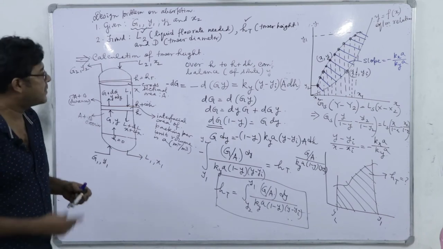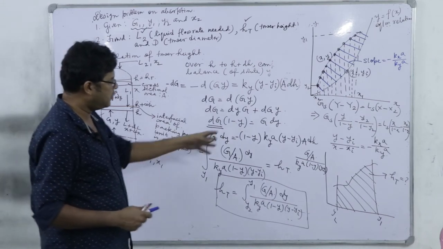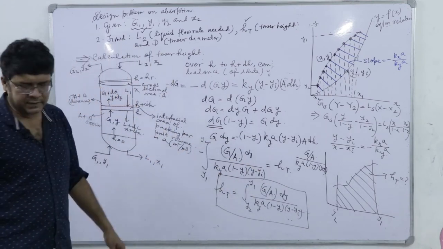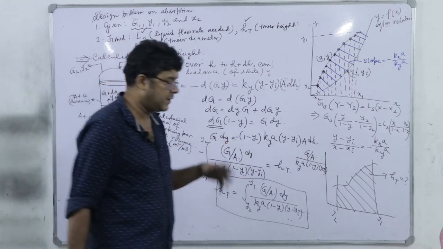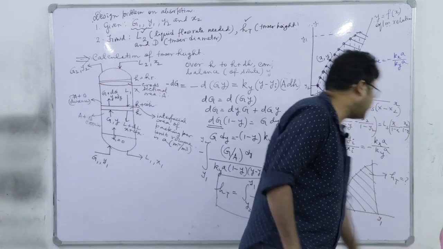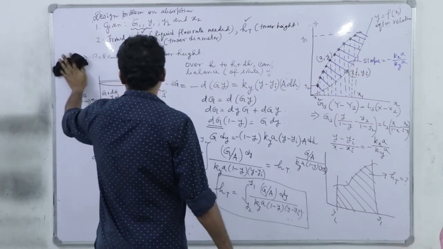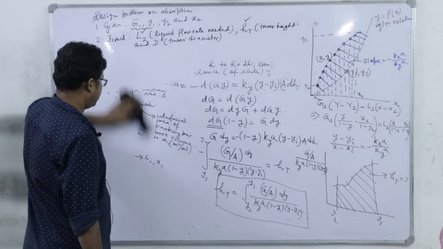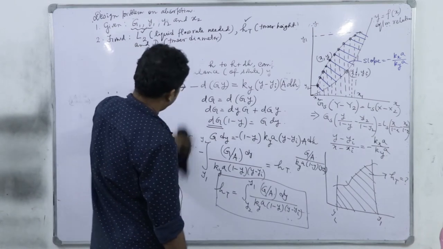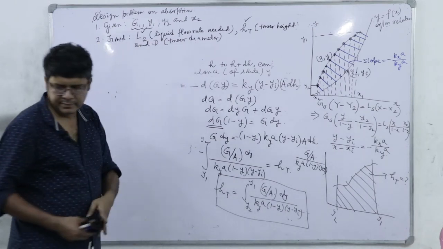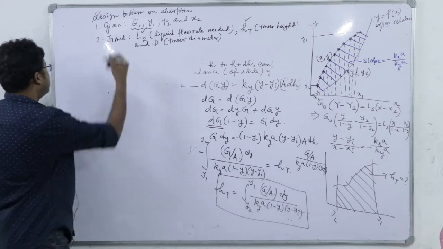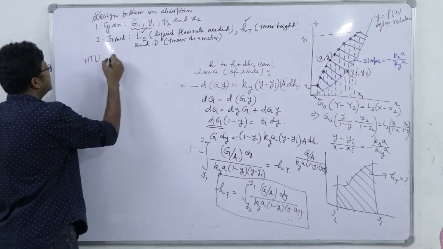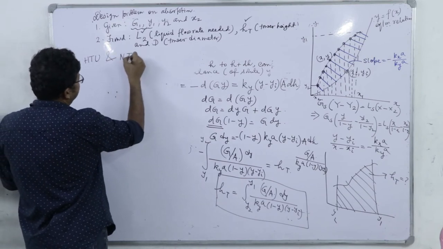Now, this HT is a complex expression, and there was an observation which was formalized and finally reported by Chilton and Colburn, and from there they introduced the idea of height of transfer unit and number of transfer unit. Right, what is that? HTU, height of transfer unit, and number of transfer unit concept.